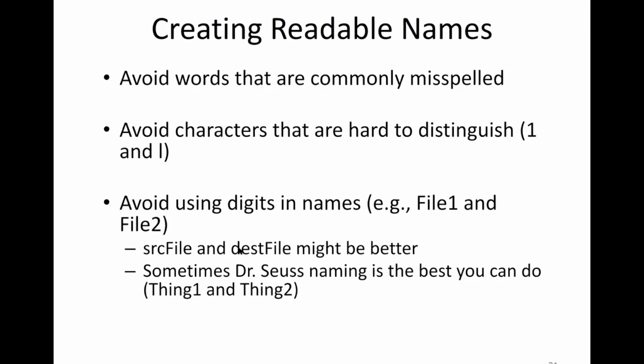Source and destination file is better than file 1 and file 2. But maybe if you're comparing two files, maybe file 1 and file 2 is as good as you can come up with. In general, though, we'd like to not use numbers to distinguish variables. We'd like to use something more descriptive than that.